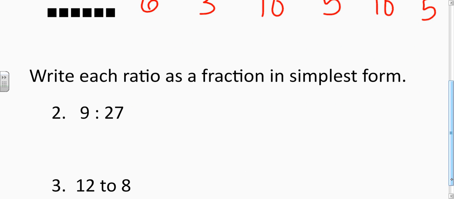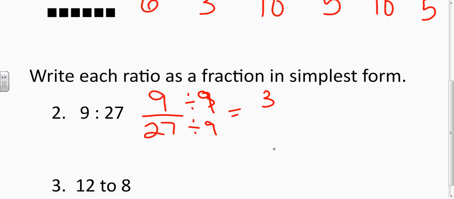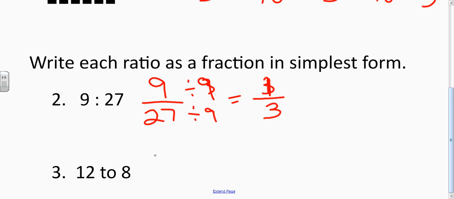Okay? As you can see, when we are writing ratios as fractions in simplest form, all we're doing is writing that ratio as a fraction and then reducing it as much as possible. And so we'd get 9/27 would reduce down to 1/3. And 12 to 8, that would reduce down to 3/2.